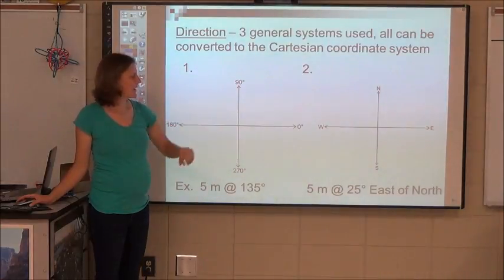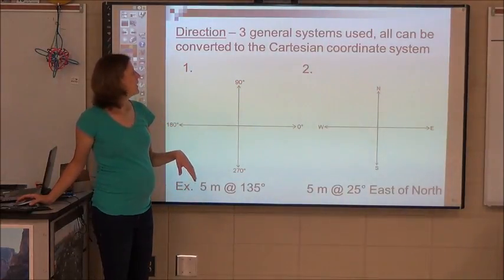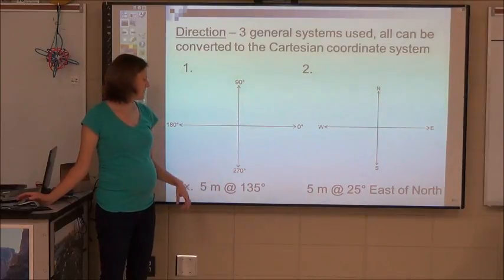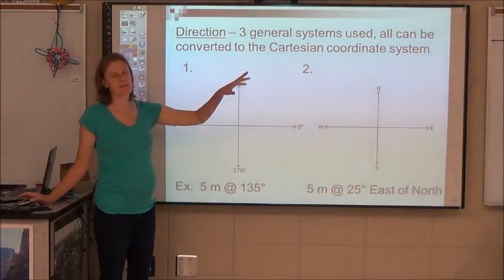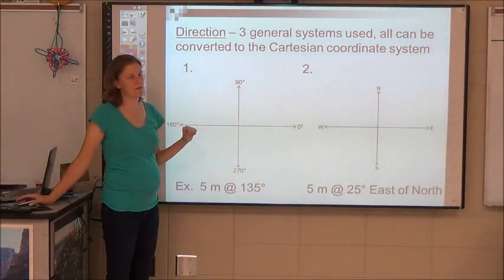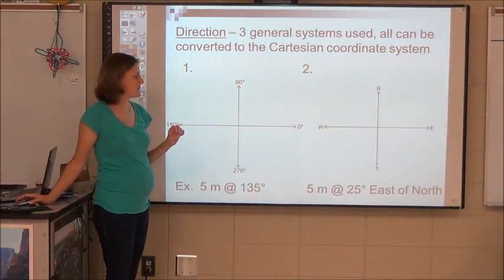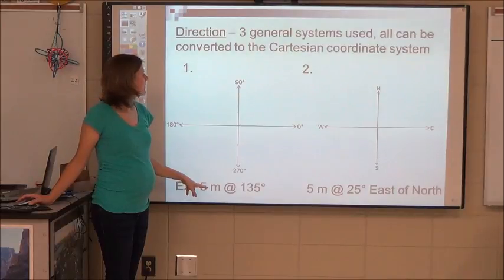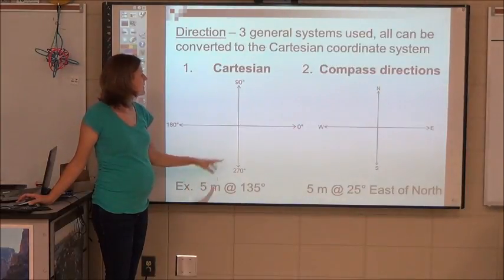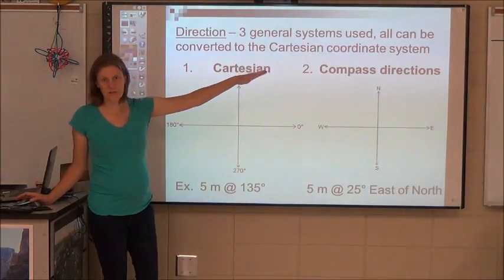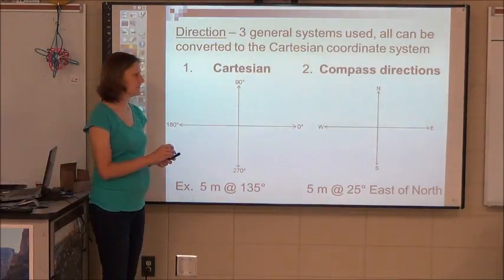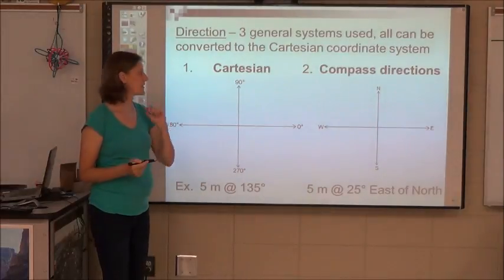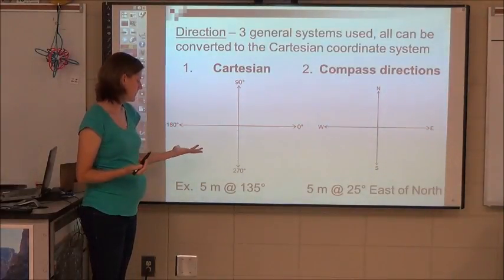Okay, so again, ways to represent directions. There are 3 general systems used: the Cartesian coordinate system, compass directions, and then just sort of relative to a horizontal or vertical, which we'll see quite a few times in problems. So Cartesian system, compass directions. Okay, so let me just sketch out these.